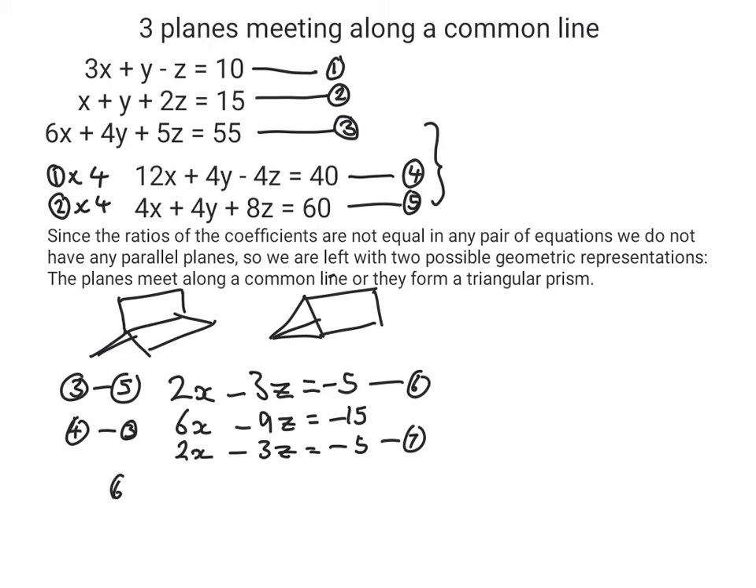So now do equation 6 minus equation 7 and we get 0 equals 0. That is consistent, it just isn't very helpful. So that would imply the planes meet along a common line.